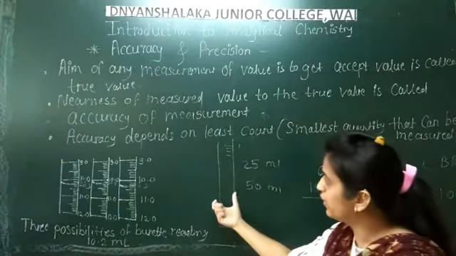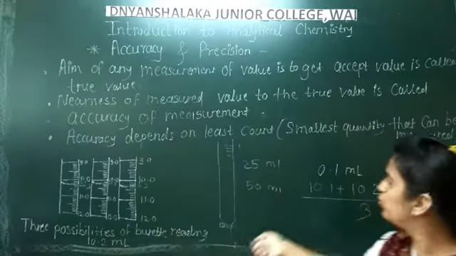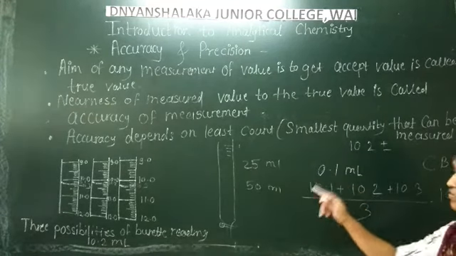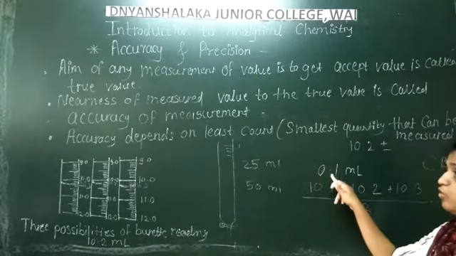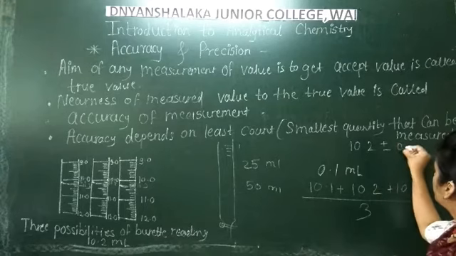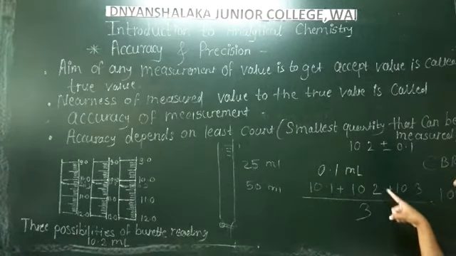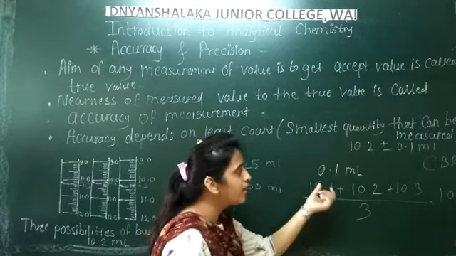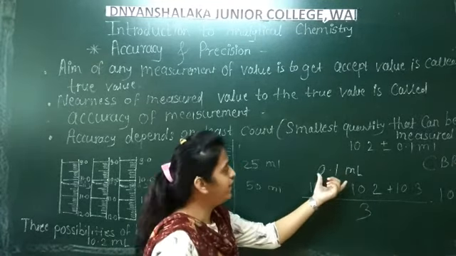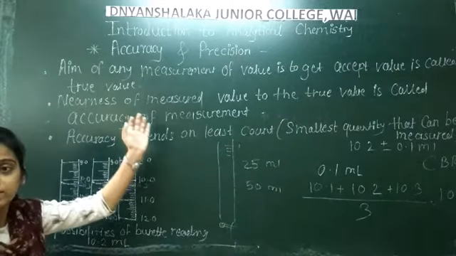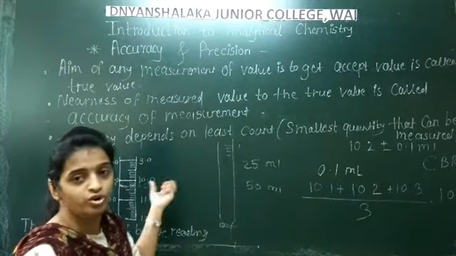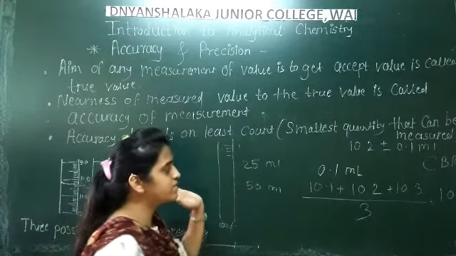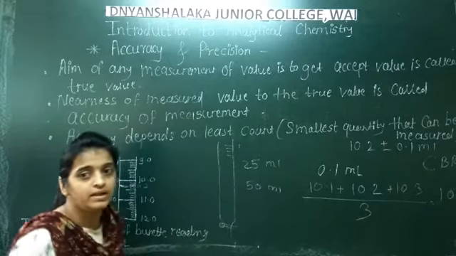But accuracy depends on the least count. The least count of the burette is 0.1 ml, meaning the difference between readings is 0.1 ml. We took three readings, but how much difference is appearing in them? 0.1 ml. What do we call this? Accuracy. Accuracy means closeness of any measured value, and accuracy depends on least count.